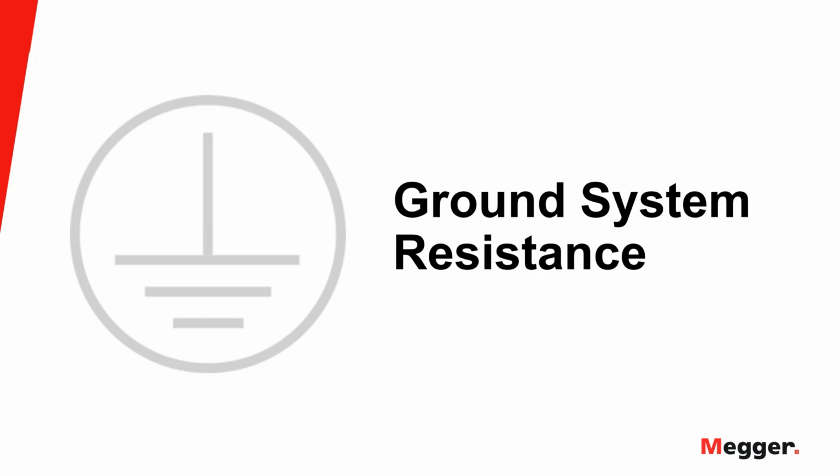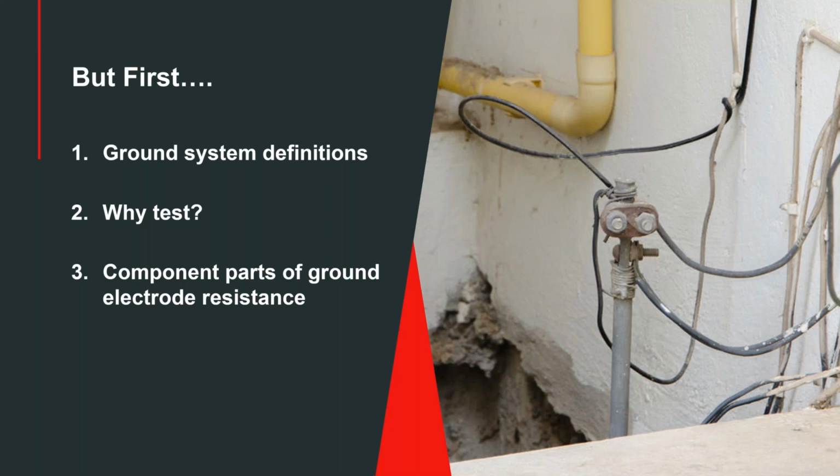Okay, that's resistivity. Now we'll move on to resistance. This would be when your system has now been installed and you've got your electrode buried in the soil and you want to test this. Next. We'll take a look at some definitions and of course the important factor of why you test your grounding electrode, and we'll look at some of the component parts of a good ground electrode system and its intended resistance. Next.